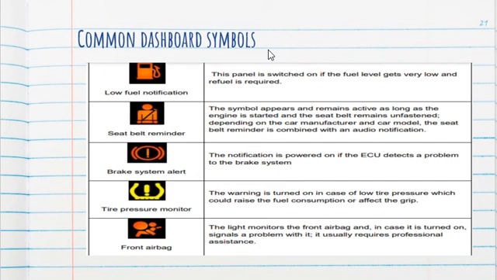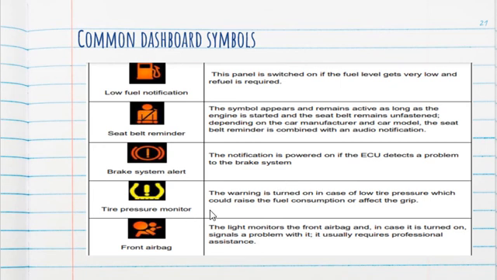We have the low fuel notification. This panel is switched on if the fuel level gets very low and refueling is required. Seatbelt reminder: this symbol appears and remains active as long as the engine is started and the seatbelt remains unfastened. We have the brake system alert. The notification is powered on if the ECU detects a problem with the brake system.